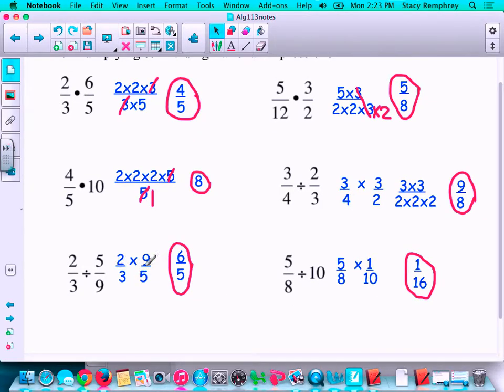Now, you can cancel another way without doing the prime factors, and that's to do it this way. 9 and 3, I could divide them both by 3, a common factor. Multiply across the top and the bottom. Similar idea here. 5 and 10 have a common factor of 5, so divide them both by 5. Multiply across the top and the bottom.